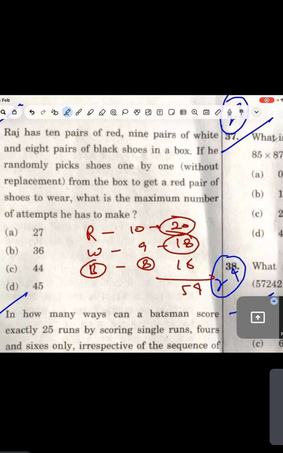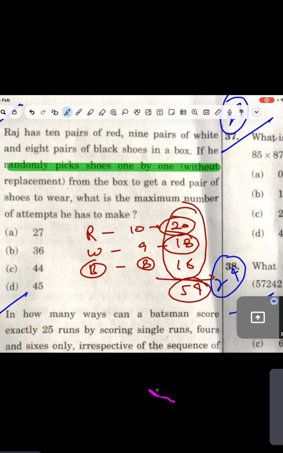This is 54, right? But listen, guys, to what the question is saying. If you randomly pick shoes one by one, guys, not pair by pair. I repeat, not pair by pair, one by one. That's why I found this number, right? From the box to get a red pair of shoes. Red means what? So what is the maximum number of attempts he has to make?